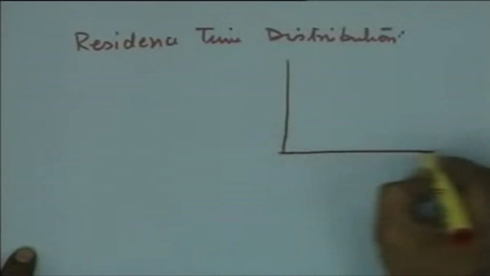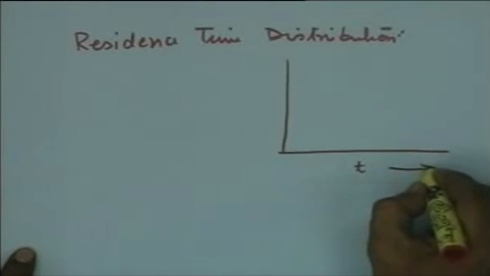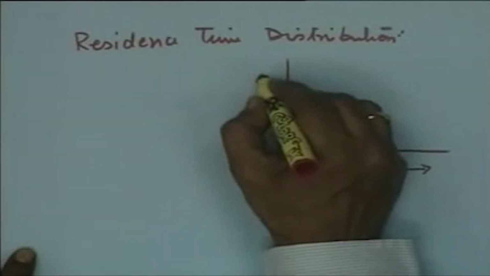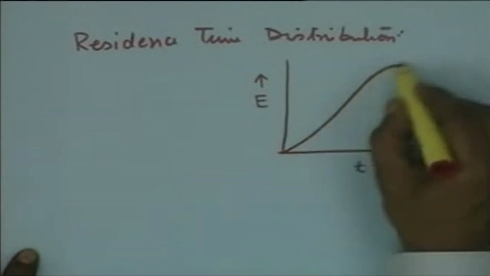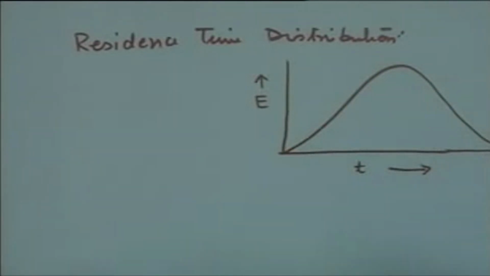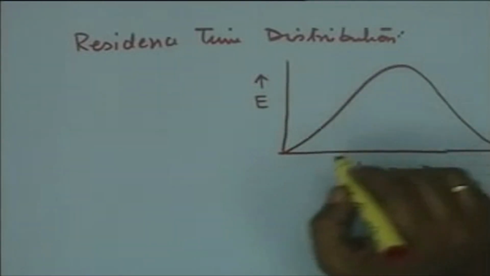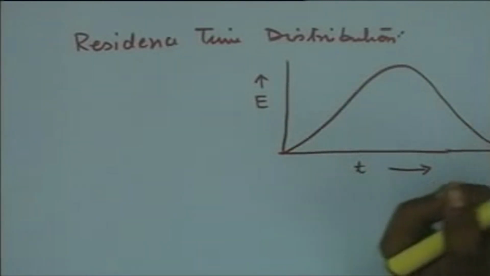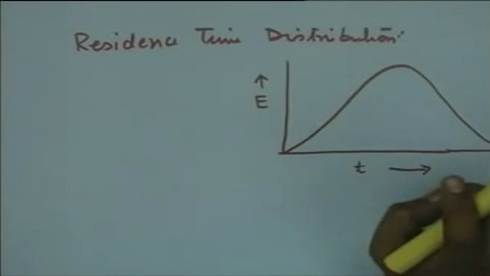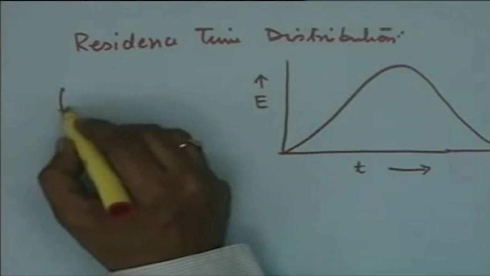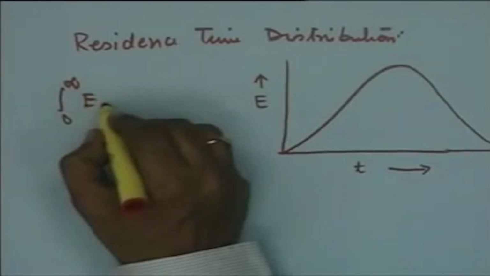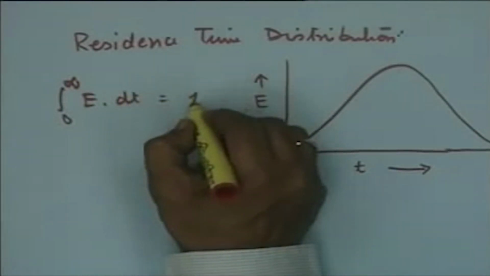If it deviates, the exit age distribution or residence time distribution is given in the form of an exit age versus time distribution, and one can say that if this is the total exit age distribution for any given fluid element from a reactor, then the integral from 0 to infinity of E dt is equal to 1.